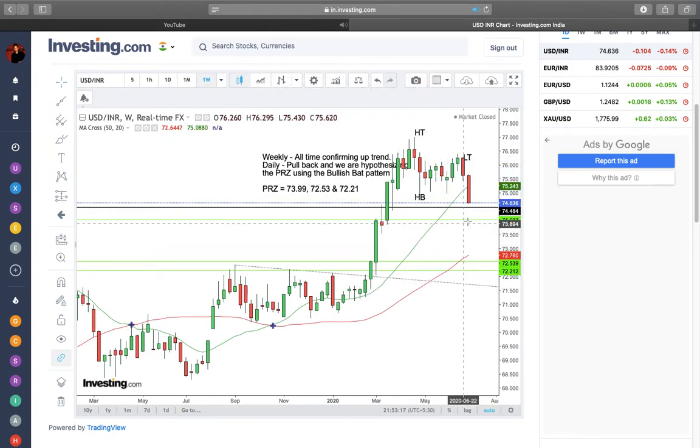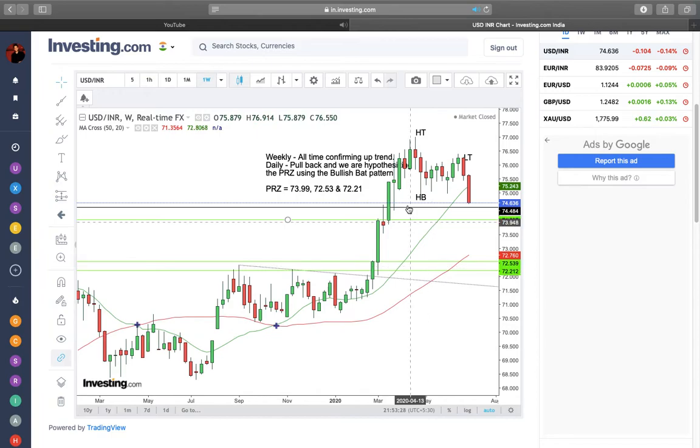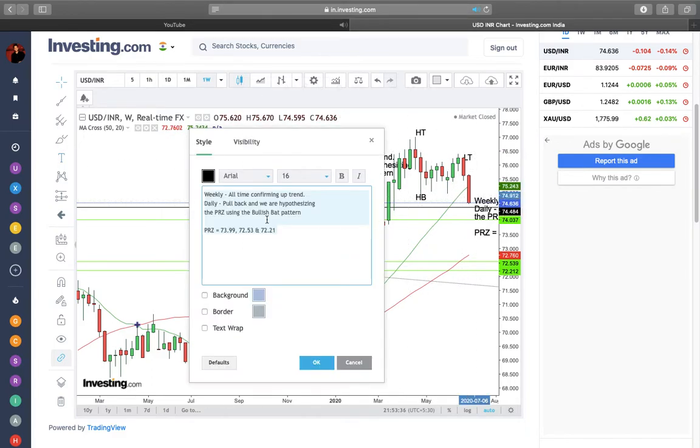So we are getting our support points pretty much here at the value zone 1, near the 50-week moving average and slightly below the 50-week moving average, which looks like a great place to accumulate the dollar. Till then, because we are seeing a higher top, higher bottom, lower top, and a question mark here whether this is going to be a lower bottom or a double bottom.